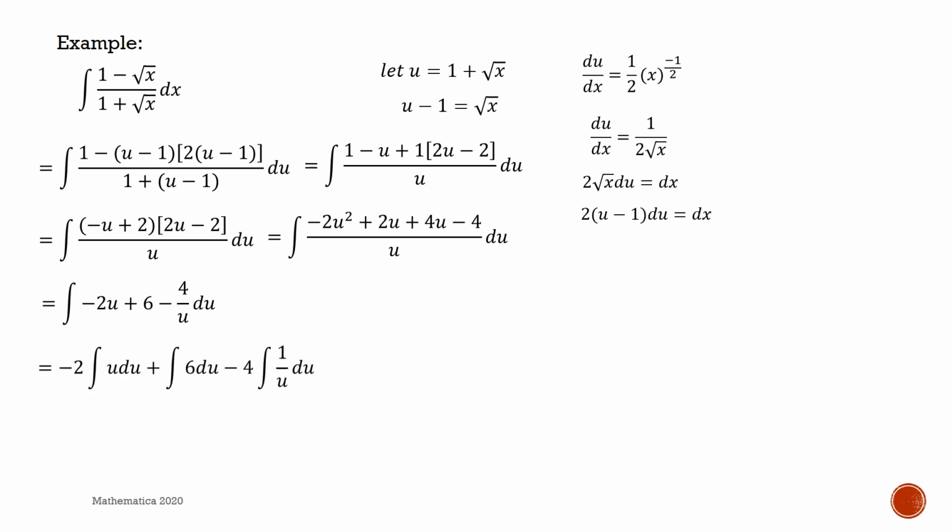Perfect. We break this up, or we factor out the constants. So I get the negative 2, which is factored out. I have u du, and then the 6 du, and then minus 4 times 1 over u. Okay. Now I simply find the integral of each part. So I get negative 2 times u squared over 2, the integral of 6 is 6u, and then minus 4 times the ln of the absolute value of u. Now remember that we always write our answer in terms of x, so I simply replace u with 1 plus the square root of x, and I'm done.